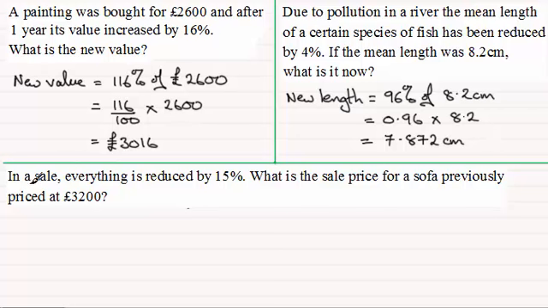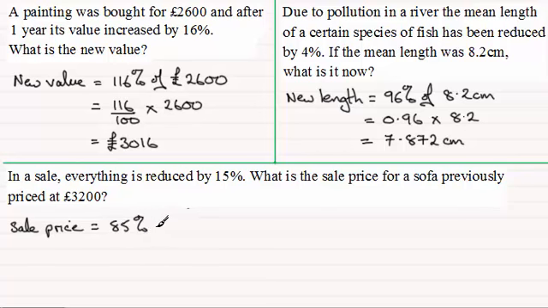And lastly, we've got here, in a sale, everything is reduced by 15%. What is the sale price for a sofa, previously priced at £3,200? Now with this one, I'll show you two ways that we could go about this, because 15% is quite a nice value to work with. If I did it by these methods that I've got here, then we're doing a reduction. So as an intro, we'd have sale price equals, and we're reducing then the original price, 100% as a percentage, by 15%. So we're down to 85%.